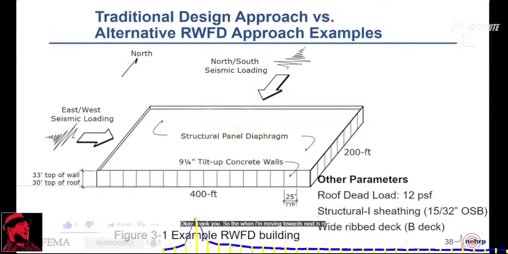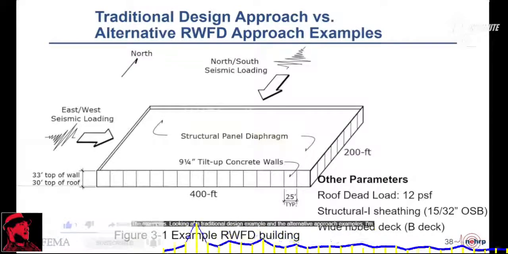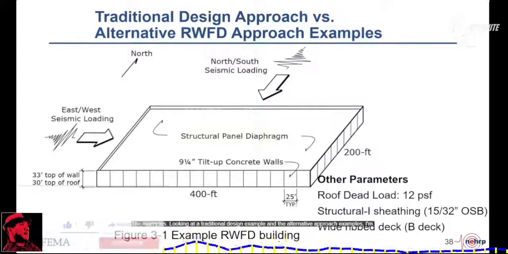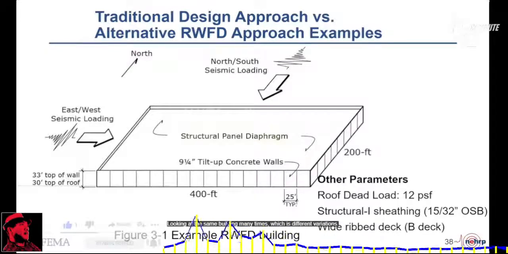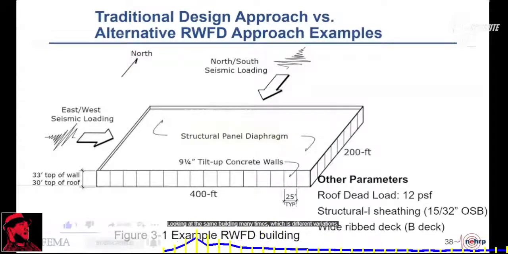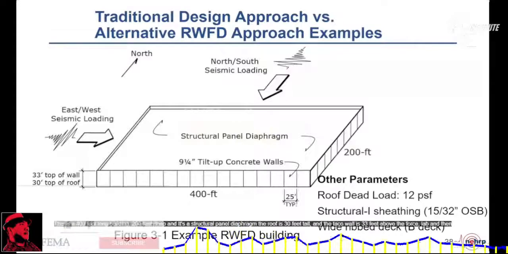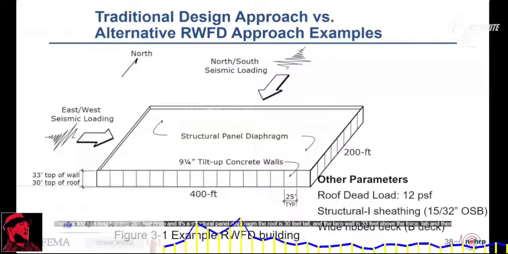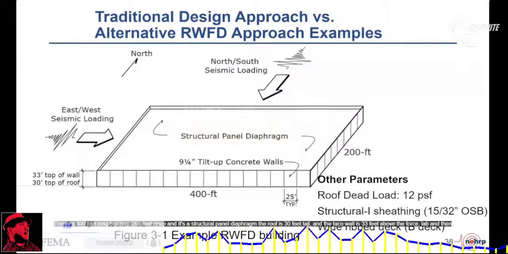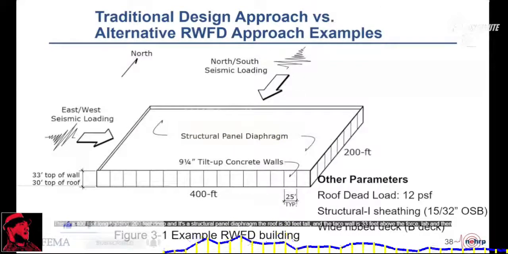So what I'm moving towards next is the examples. Looking at a traditional design example and the alternative approach examples. I'm looking at the same building many times, with different variations. This is a 400-foot long building, 200 feet deep, and it's a structural panel diaphragm.